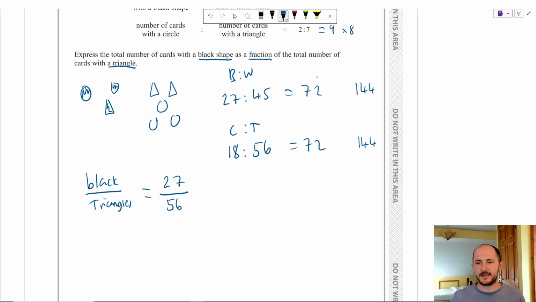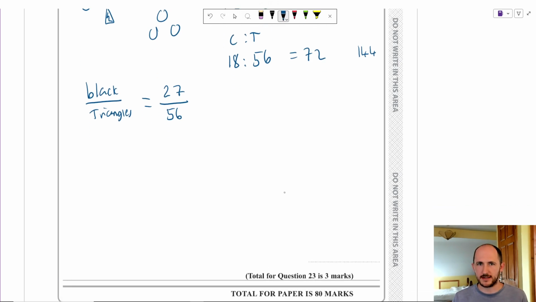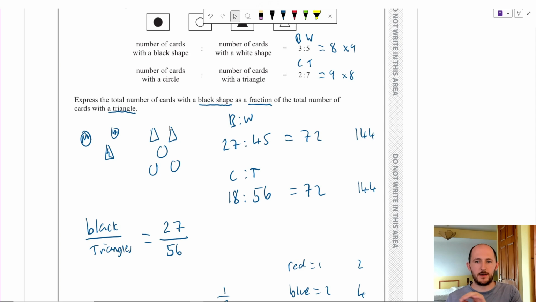For example, let's say half of my sweets are red. Okay? Half of them are red. I could have 1 red sweet and 2 blue sweets. But I could also have 2 red sweets and 4 blue sweets and still get the same fraction when I simplify. Because don't forget, fractions are all about proportion. So in this case, I don't really care about the total number of cards, even though it says that. I'm actually working out a proportion. And that's a slightly tricky thing with this question.